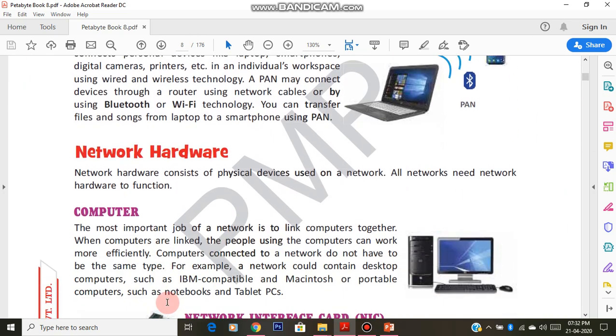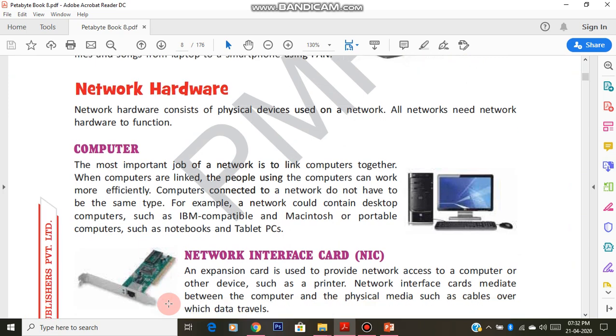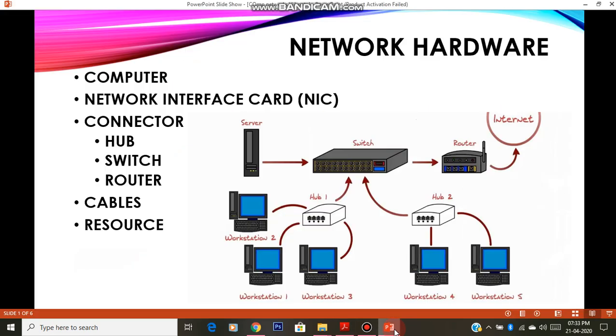And let me go to the next concept, that is network hardware. What all things we require to connect computers or other devices to a network. To explain this, I have prepared a PPT, so I would like to start from there. We are going to start with network hardware.